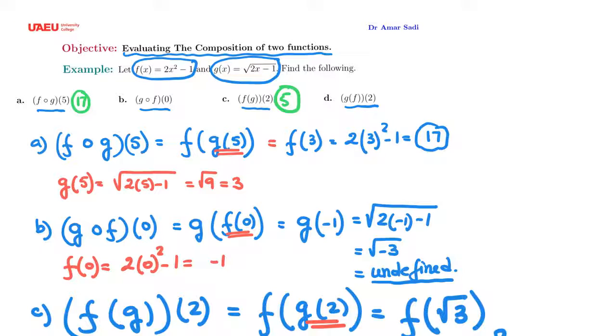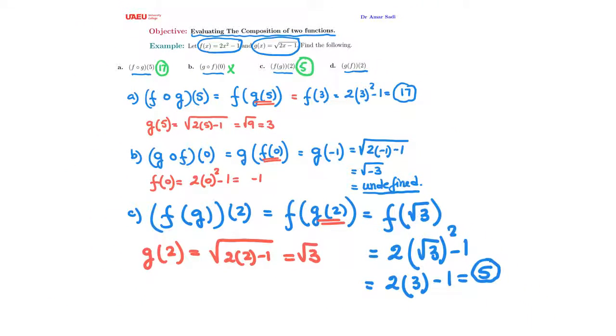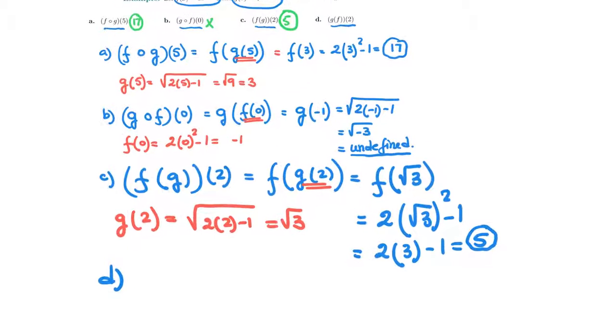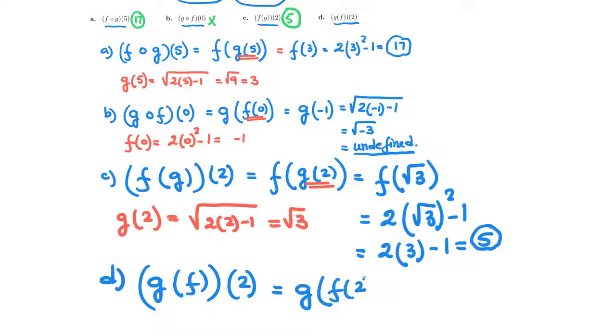This one is undefined. We don't know. We cannot find it. And then finally, I want to find the D, which is g of f of 2, like this. So this one is g of f of 2.